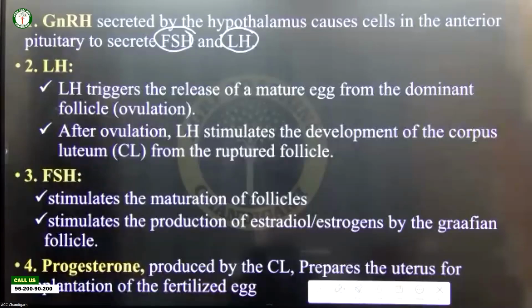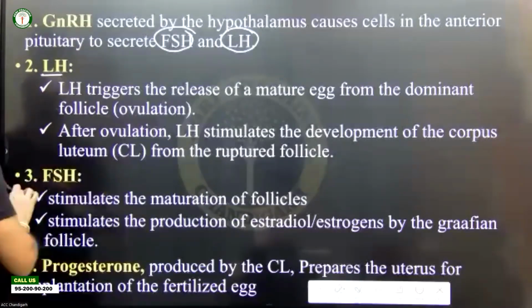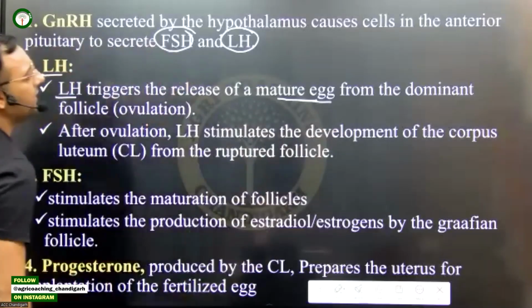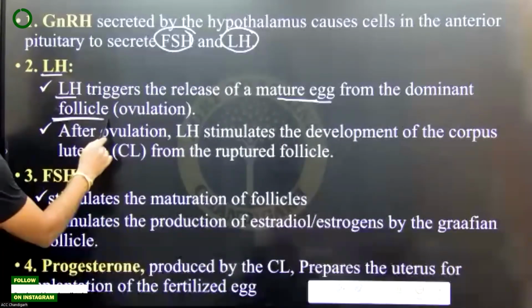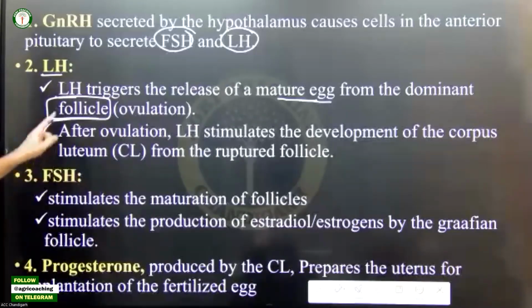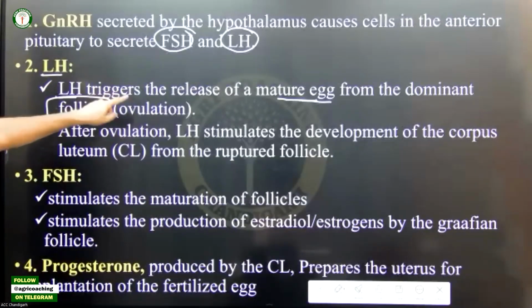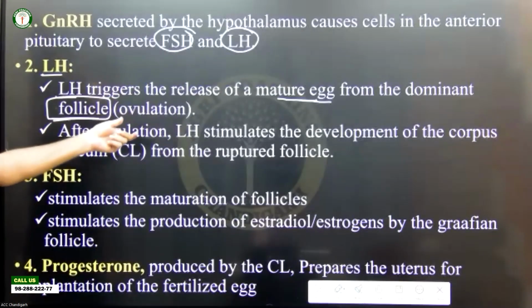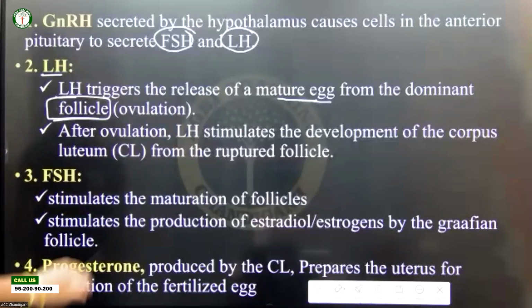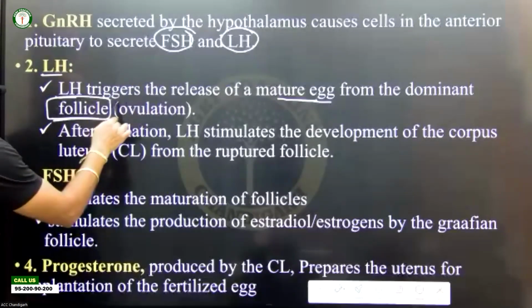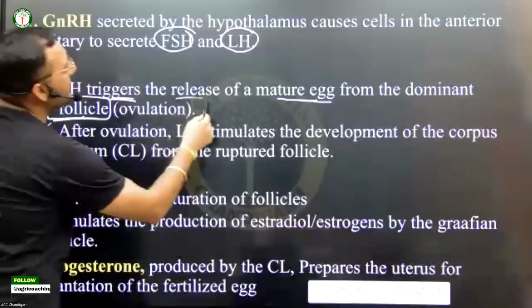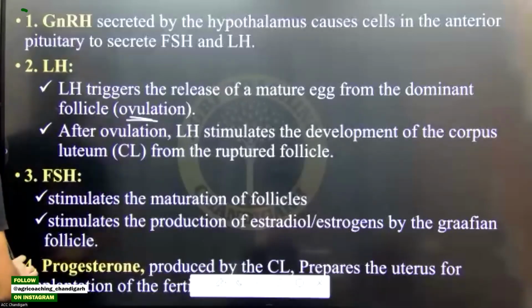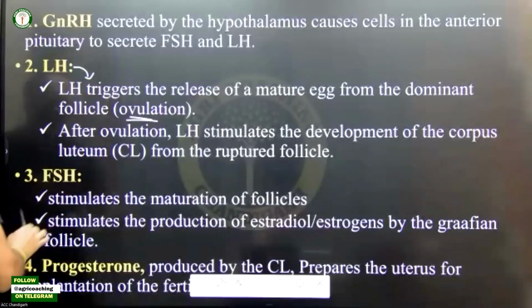Now talk about the LH first. LH, which is luteinizing hormone, triggers the release of the mature egg from the dominant follicle. Can you remember this name? Yes, I was telling you these temporary cells are responsible for the ovulation, but initially these cells will form the egg and after that release the egg. So LH is triggering these cells to release the mature egg, and release of the egg is known as ovulation. So LH is proceeding with the ovulation.